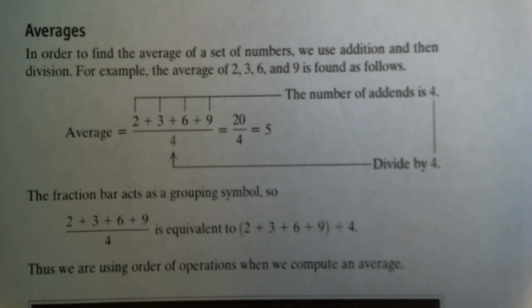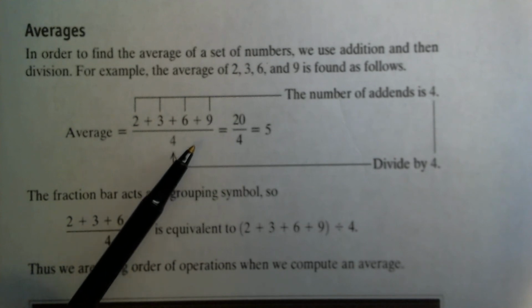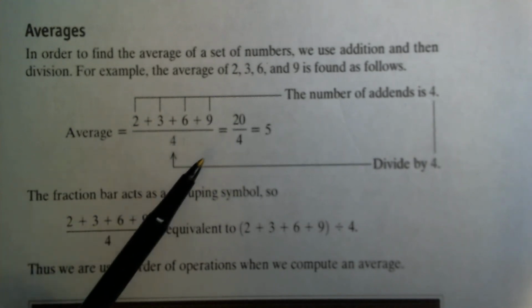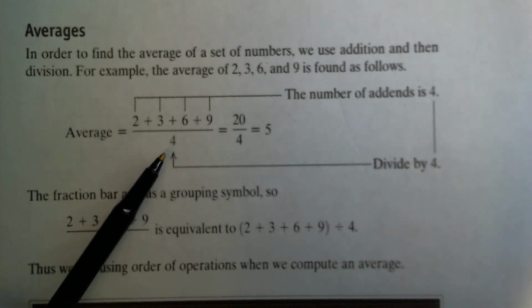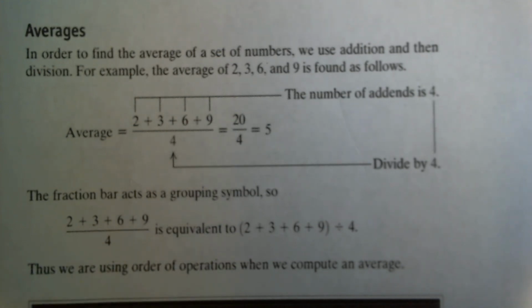So here's the definition. The average of a set of numbers is the sum of the numbers divided by the number of addends. So here we had 4 addends, 2, 3, 6, and 9. 1, 2, 3, 4. So that goes in the denominator. And so then we divide 20 by 4, and that gives us the average.